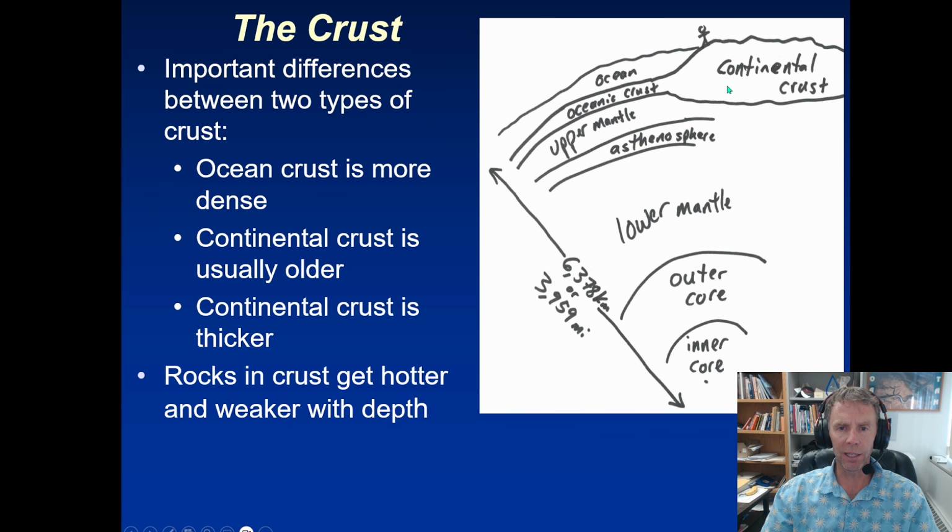And then the other big difference here between the two types of crust is, as you can see, the continental crust is much thicker. So it's thicker, but it's low density, and so it's more buoyant than the ocean crust.